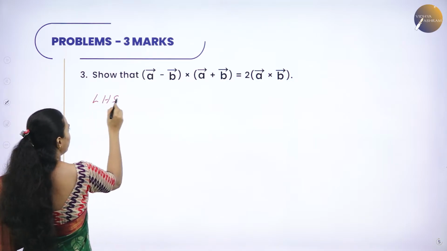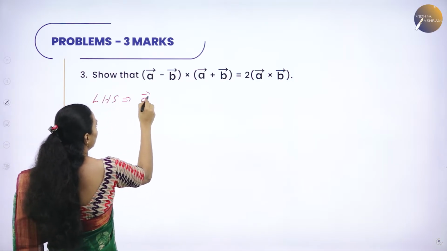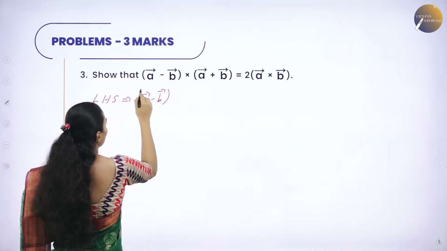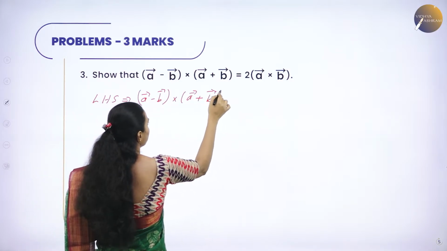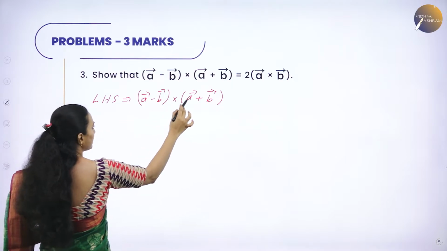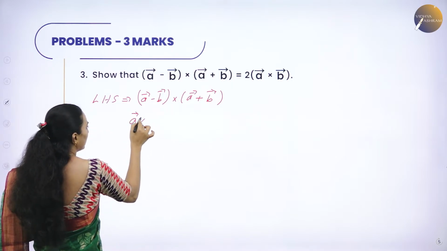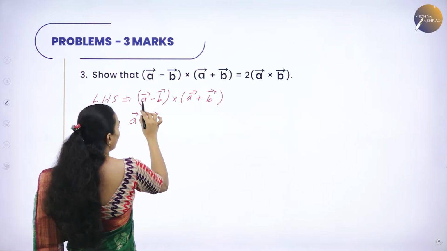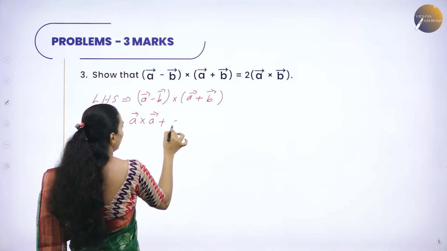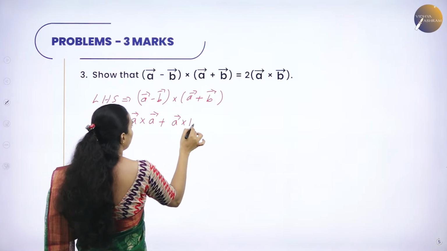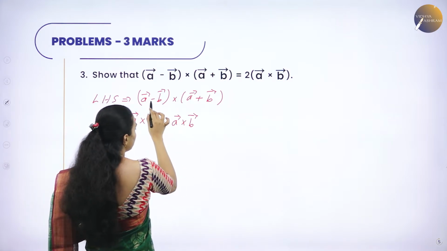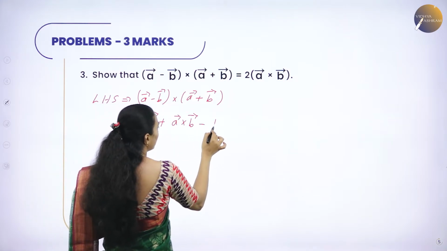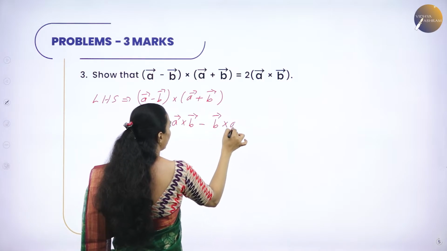So the left hand side implies (A vector minus B vector) cross (A vector plus B vector). Let us multiply this out. A vector cross A vector, plus into plus is plus A vector cross B vector. Again coming to the B vector, minus B and plus A, which is minus B vector cross A vector.